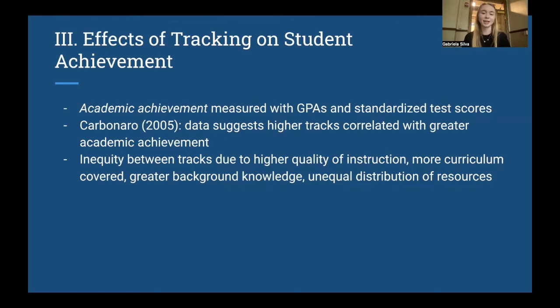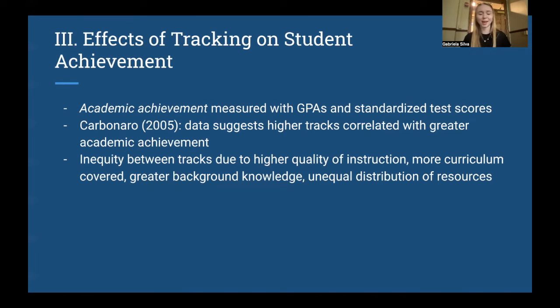And within that, the data is suggesting that students in higher tracks do have higher academic achievement resulting. So the higher track you're in, the more likely you are to achieve higher standardized test scores or GPAs. So that does lead to the issue of inequity between tracks. The researchers point to higher quality of instruction, more experienced teachers, the ability to get through more curriculum in a year, all as reasons why this could be, as well as greater background knowledge and the unequal distribution of resources that does favor higher tracks.